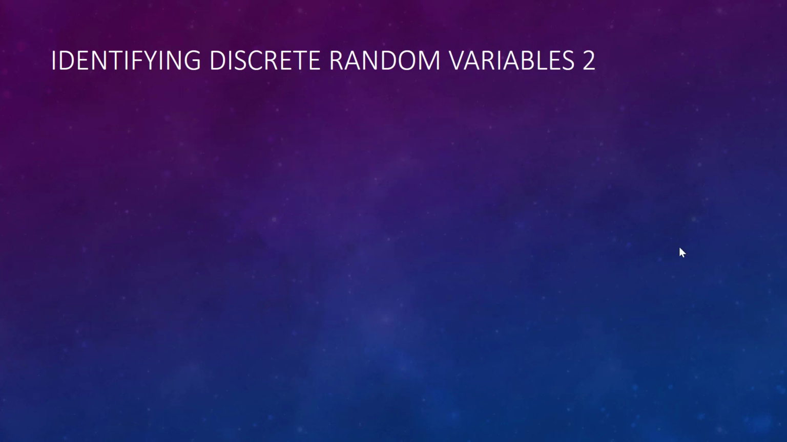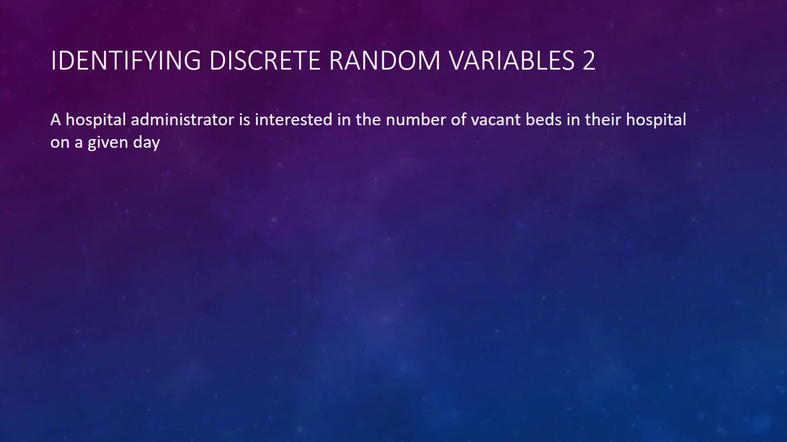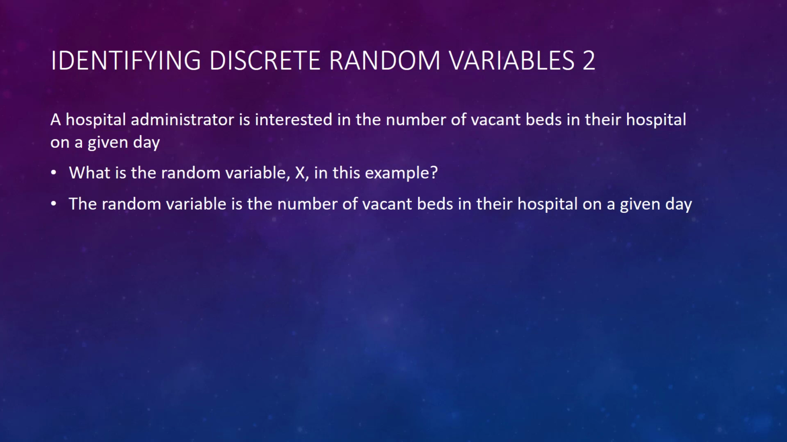Identifying discrete random variables 2. A hospital administrator is interested in the number of vacant beds in their hospital on a given day. What is the random variable x in this example? The random variable is the number of vacant beds in their hospital on a given day. What possible values could the random variable assume?